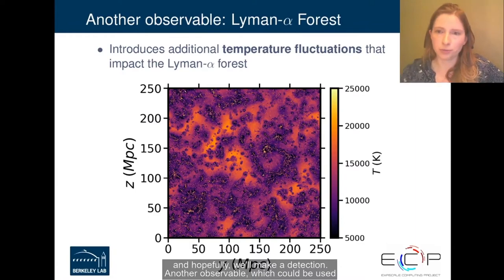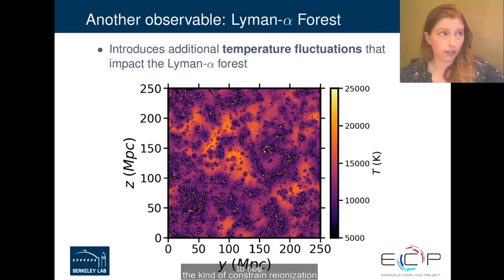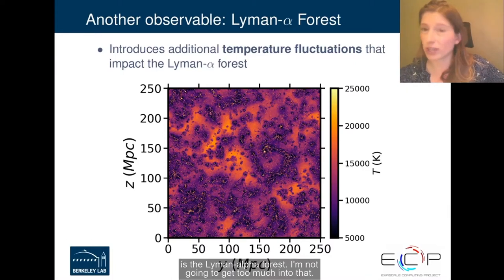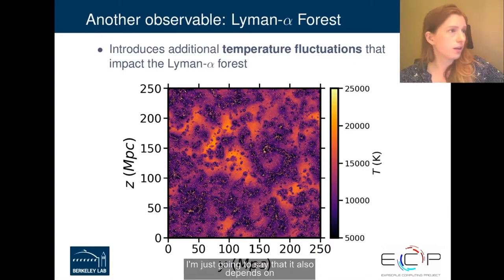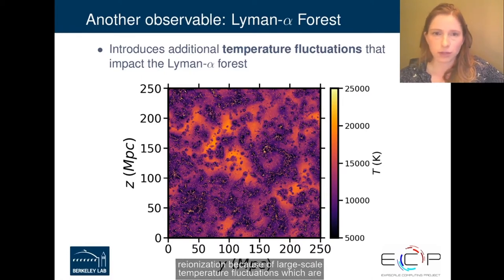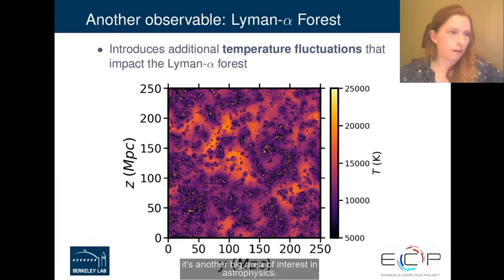Another observable which could be used to constrain re-ionization is the Lyman Alpha Forest. I'm not going to get too much into that. I'm just going to say that it also depends on re-ionization because of large-scale temperature fluctuations which are introduced by re-ionization itself, and it's another big area of interest in astrophysics.